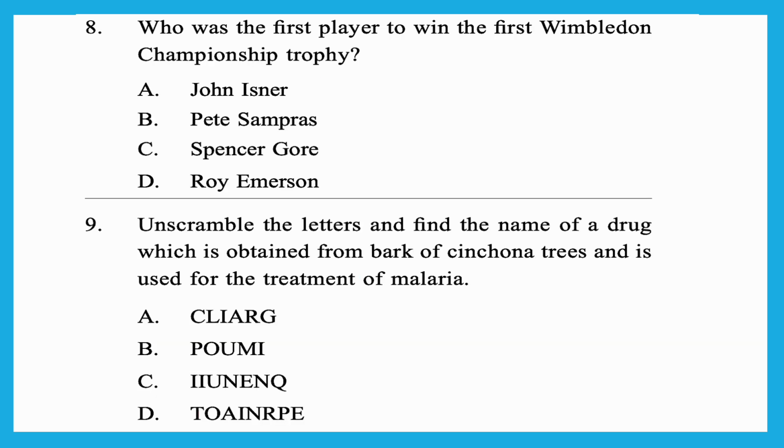Question 8. Who was the first player to win the first Wimbledon Championship trophy? The right answer is option C, Spencer Gore.